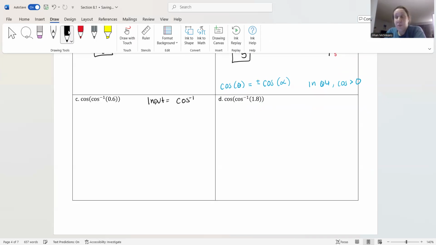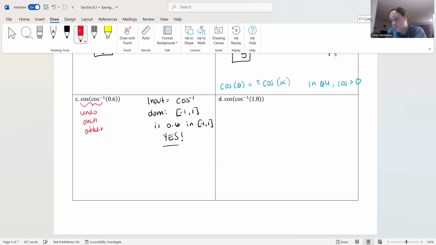All right. Since the input is inverse cosine, we're going to have to look at something different. Now, the domain of inverse cosine is negative 1 to 1. So is 0.6 in negative 1 to 1? And the answer to that is yes, absolutely. We're good. Okay. So since we're in the correct domain, and you're always looking at the domain of your input function, these two things will just undo each other. So we can say that this just equals 0.6. Okay? And then that takes us to part D.